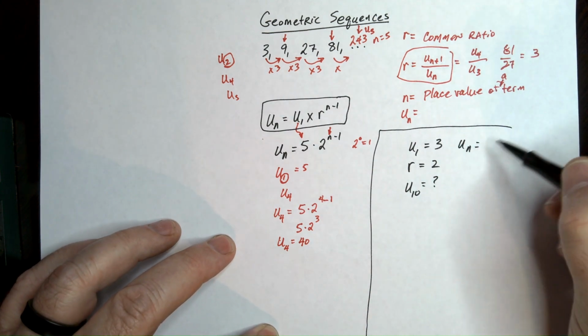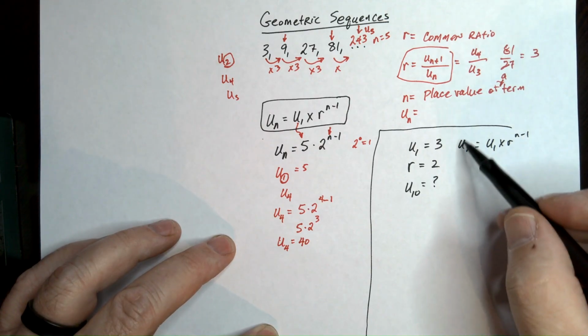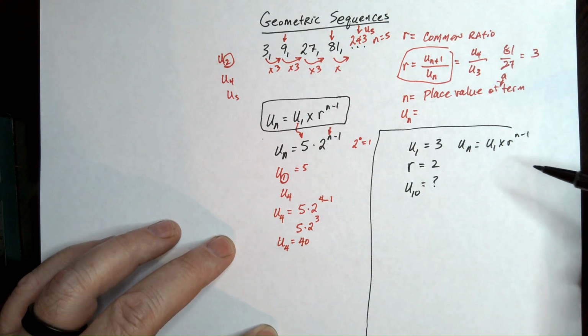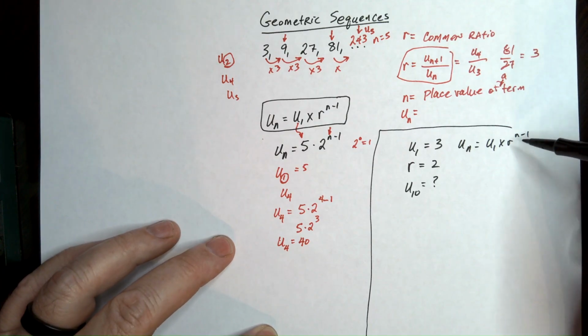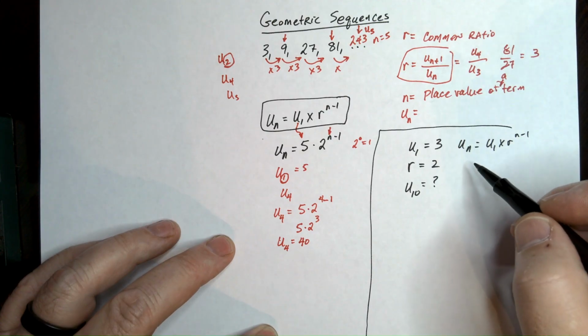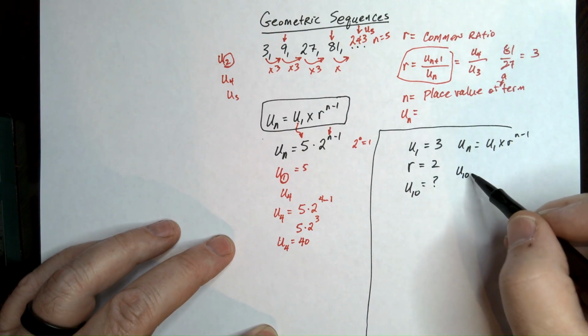U sub n equals u sub 1 times r to the n minus 1. The reason we use our formula is, especially when things get a little trickier, this keeps us grounded. It helps us make use of all the stuff that we've been given so we can arrive at our answer, right? So we have to find u sub 10. So I'm going to put the 10 right there.